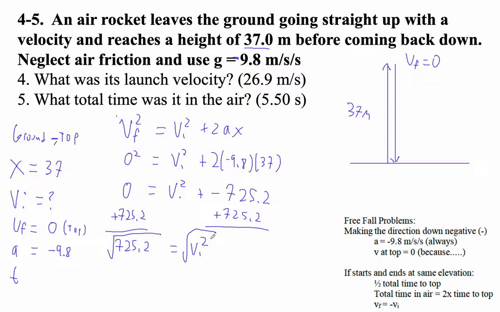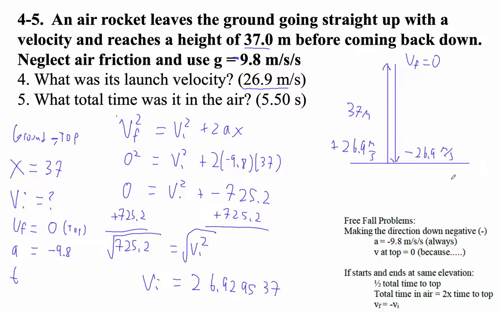Raised to the 0.5. Or you can go second answer, square root. Okay? And I get 26.9295, 929537. So our initial velocity is that it started off going positive 26.9 meters per second. When it strikes the ground, by the way, it's going negative 26.9 meters per second, right?